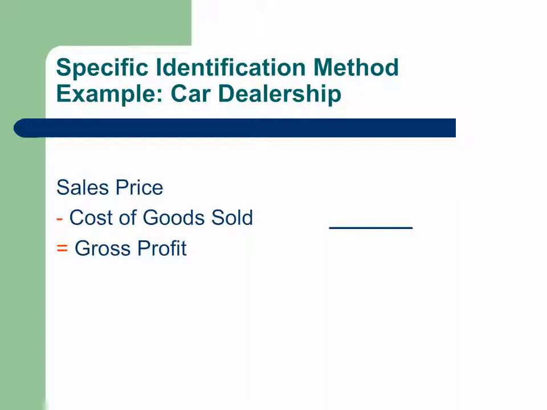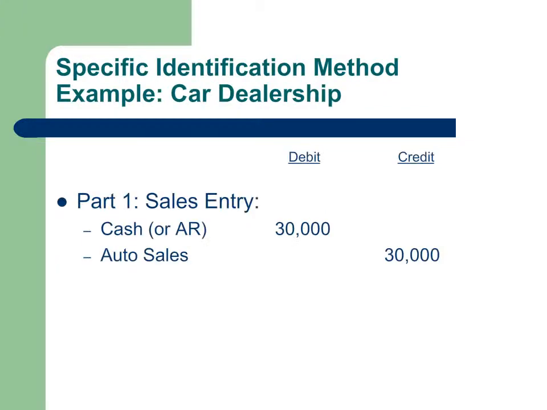The gross profit is calculated by subtracting the cost of goods sold from the revenue or the sales price. So, if the dealer sold a car for $30,000 that originally cost him $25,000, the gross profit is $5,000. When the sale occurred, the dealer entered the sale as a credit to the revenue account and a debit to either cash or accounts receivable, depending upon how the customer agreed to pay for it. The amount for the debit and credit is $30,000.